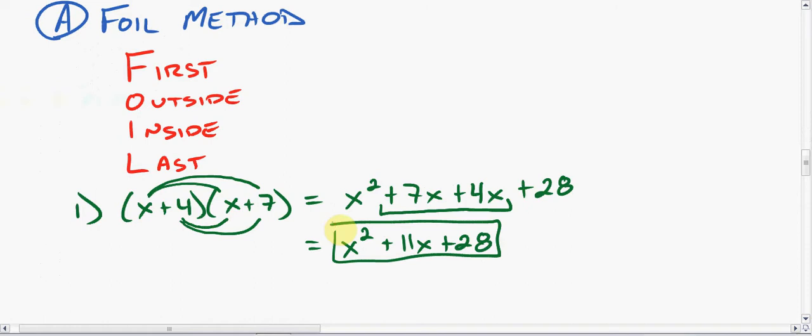And this is in standard form, actually. So we didn't start in vertex form necessarily. We just had two binomials.